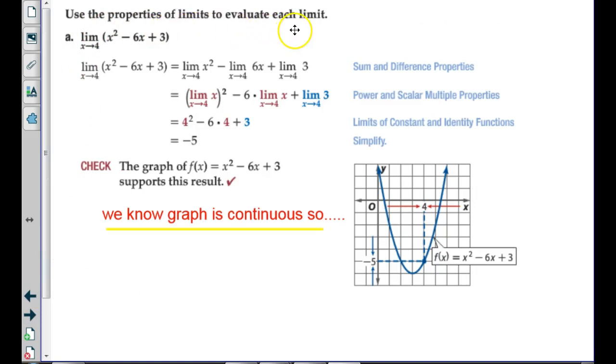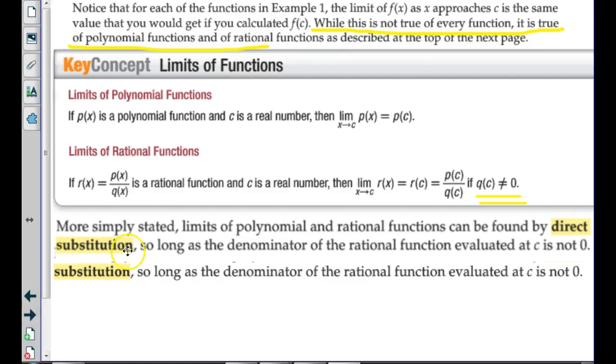Use the properties of limits to evaluate each limit. So this is a continuous function. If I just look at that equation, I should know in my head that's just a parabola opening up. So it's continuous. There's no holes because there's no denominator. So to find the limit, I'm more than welcome to just put a 4 in there. So 4 squared minus 6 times 4 plus 3 is negative 5. Okay? As long as we know it's continuous. This is true of every function that is continuous. If it's a polynomial function, you can just plug the value in to find the limit.